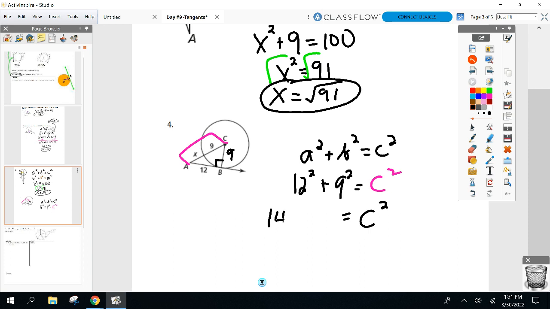So let's solve for the whole hypotenuse. Just another way of doing it. If you wanted to do x plus 9 times x plus 9, bring everything over and factor. Sure, you're still going to get the same answer.